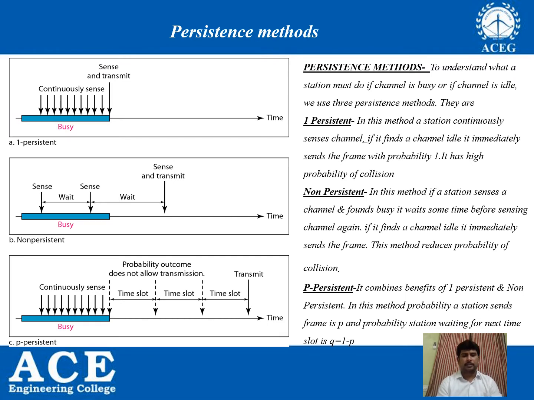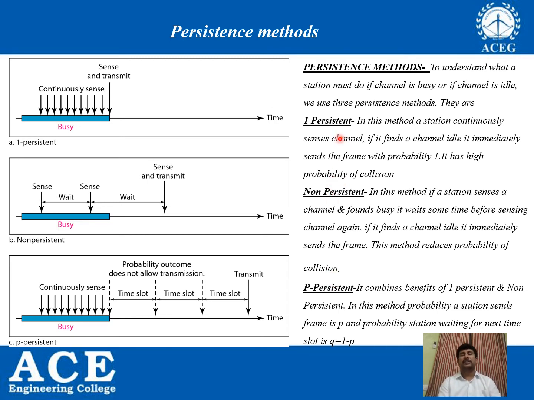To implement carrier sense multiple access, we use certain persistence methods. Persistence methods are used to decide what a station must do if a channel is busy or if a channel is idle. Basically we have three persistence methods: single persistent, non-persistent and p-persistent.